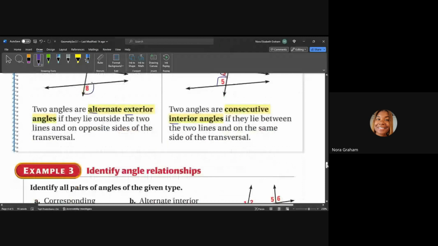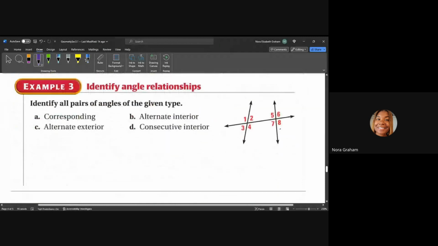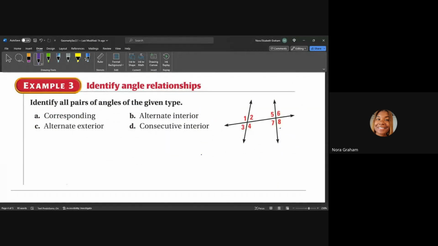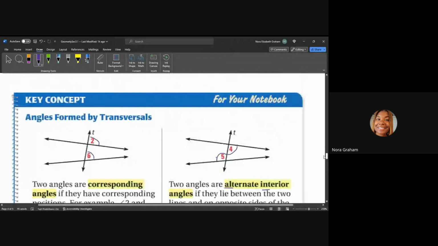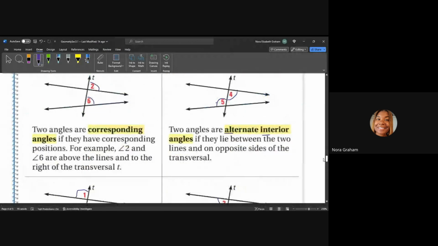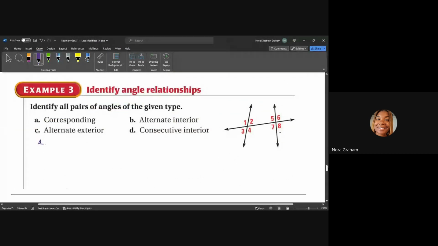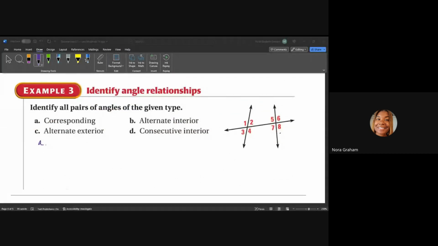So let's go ahead and do example 3, where we identify angle relationships. And we want to identify all pairs of angles of the given type, right? So let's start with A, corresponding angles. And if you do have to go up while you're doing your homework and look at the chart every now and then, that's fine, but sooner or later you will start to memorize them.